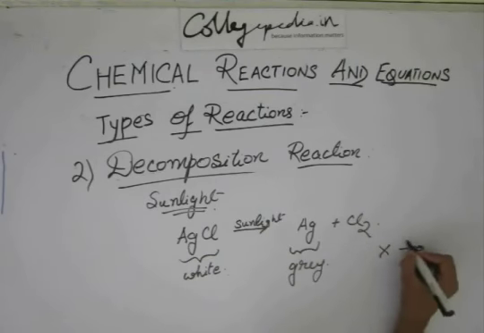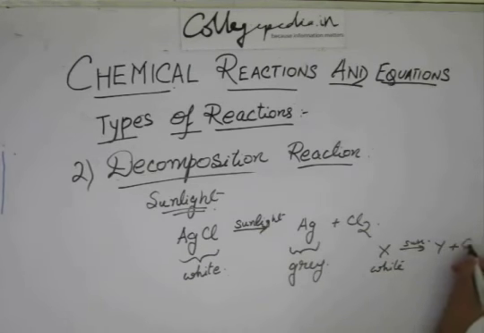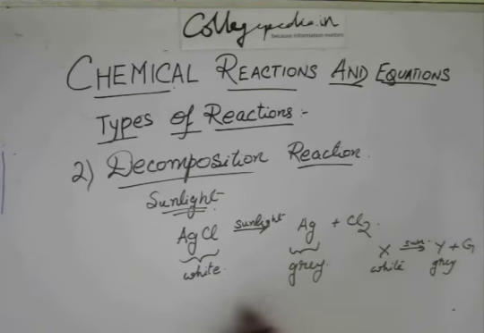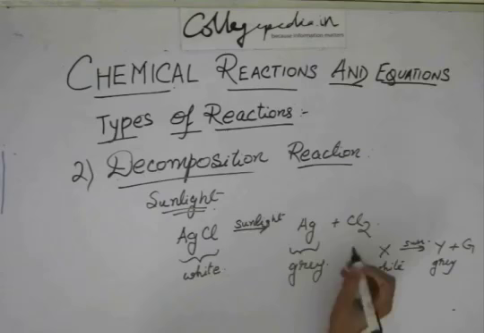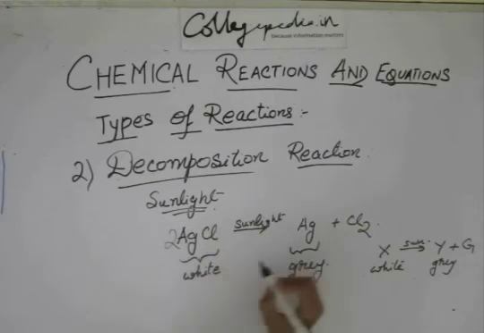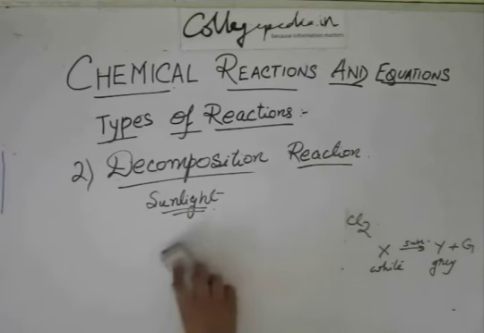Compound X is kept in sunlight. It is white in color. It gives a compound Y plus a gas G, where Y is gray in color. What is X, Y and G? Write the reaction. So after keeping in sunlight, if white turns to gray, it is nothing but AgCl changing to Ag and Cl2. And balance this reaction. Ag is balanced, Cl, you add a 2 over here. Again Ag has become 2, so you add a 2 over here. So this is your reaction of AgCl.